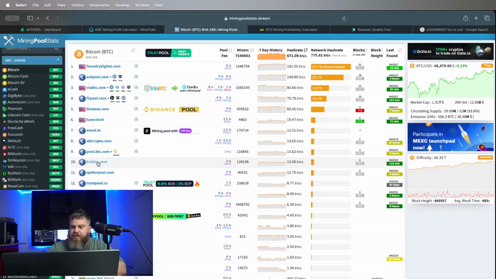They're number 10, so they have about 13 exahash. I could move up into a different pool, but the problem I'm going to run into then is I'll have to pay a firmware fee, which is 2.5%. So I don't want to do that, which is why I go to Brains Pool.